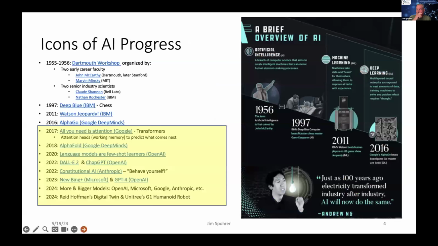So let's look at the history a little bit. I like to start the history with the Dartmouth conference, the AI conference in 1956, workshop, I should say. Just coincidentally, 1956 was the year I was born. So I feel like my life and AI kind of parallel each other. We'll see some of those parallels as we go along.